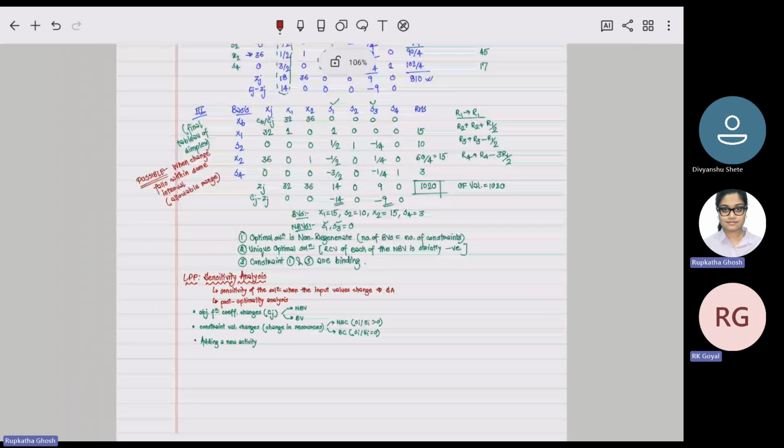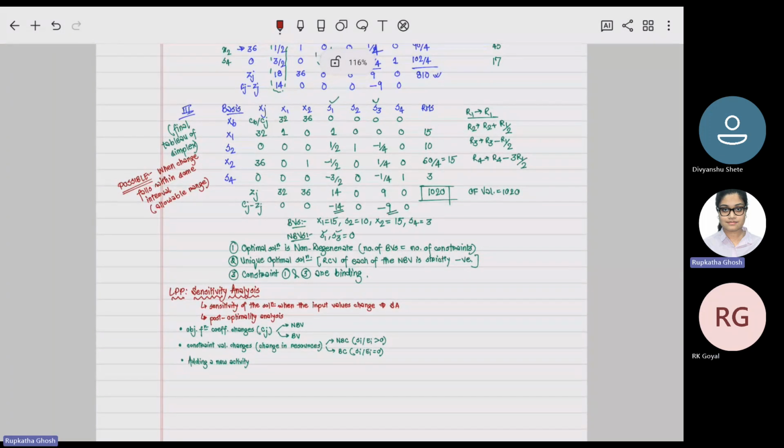Okay. So let's say we take the first case. My first case is the objective function coefficient changes.